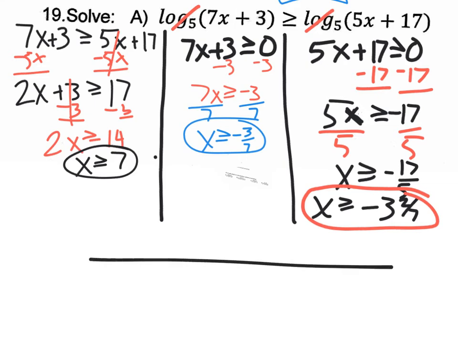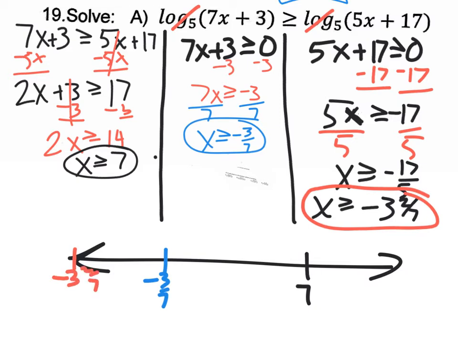So let's go down here to a number line. 7 positive over here, negative 3/7. That's close to 0. And negative 3 2/7. That one's over here, negative 3 2/7.